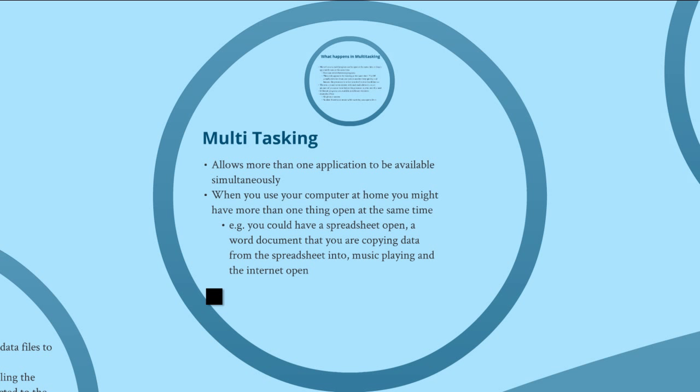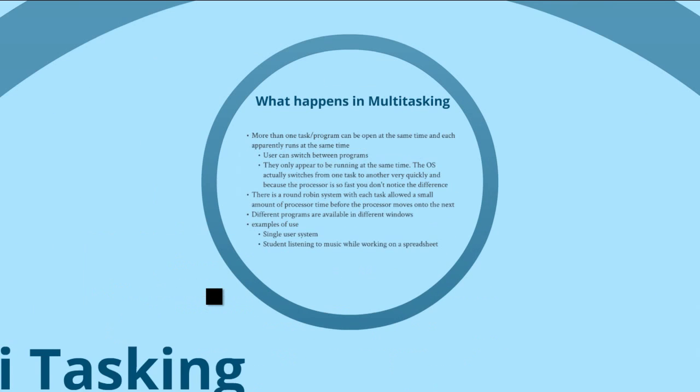Multitasking allows more than one application to be available simultaneously. When you use your computer at home, you might have more than one thing open at the same time. E.g., you could have a spreadsheet open, a Word document that you're copying data from the spreadsheet into, and music playing, and the internet open, all at the same time. Let's have a look at multitasking.